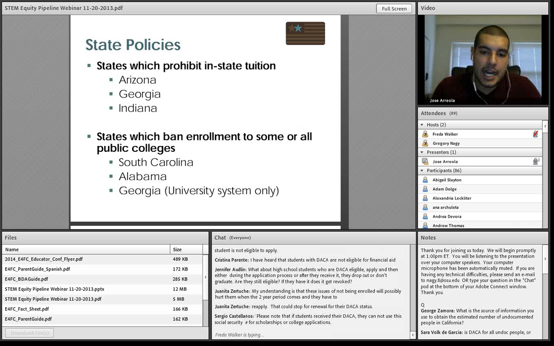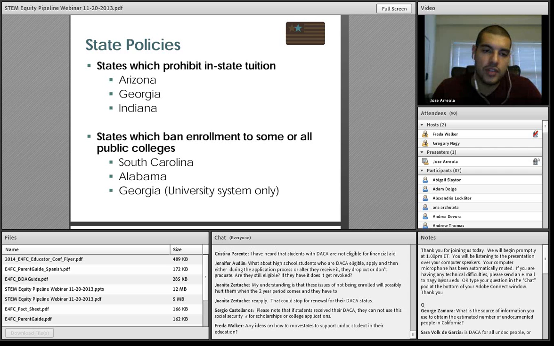And then on the other side, we certainly have some states that have been far more restrictive in their educational policies toward undocumented young folks. We have states that prohibit in-state tuition, so no matter what, an undocumented student going to a public school in Arizona, Georgia, Indiana cannot pay in-state tuition, and has to pay out-of-state or international rates. And then on the far end, we have 3 states that have actually put in place bans for undocumented folks: South Carolina, Alabama, and Georgia.